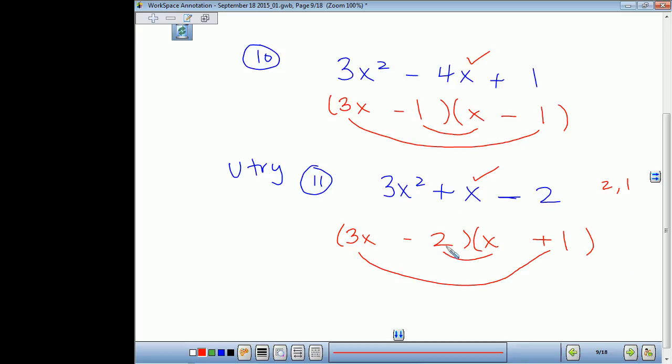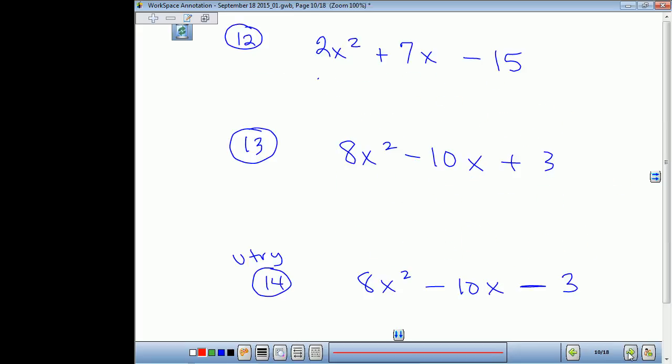So, this is how it works with smaller numbers. Let's look at some bigger numbers. Not huge, but bigger. Alright, so number 12 is 2x squared plus 7x minus 15. Well, the nice part about this one is the 2x squared is pretty simple. So it's 2x and x. The only thing we're going to have to think about is the 15, because with 15 we have some choices. We could do 1 and 15 or we could do 3 and 5. Not a ton. We just have 2 really, except the sign thing. Alright, so we know it's got to be 2x, and we know it's got to be x.